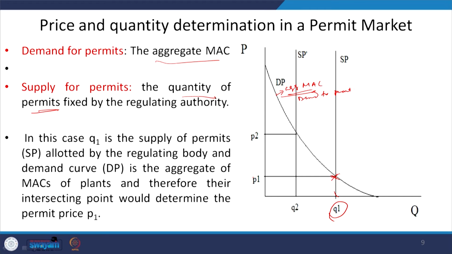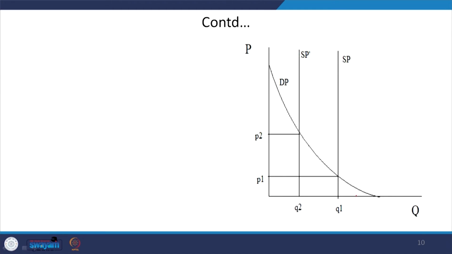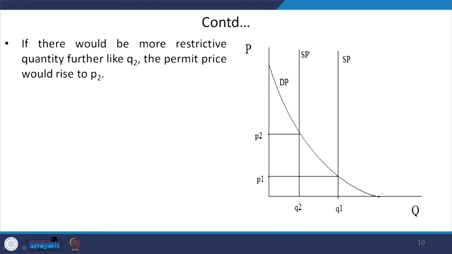So what you can say is that in this case Q1 is the supply of permits, and that is how we say the price per permit, or permit price, is P1. So in this case, if the government, after finding that the equilibrium quantity is Q1 and equilibrium price is P1, thinks to further reduce the pollution amount, then obviously it will provide fewer pollution permits in comparison to the initial pollution permits, that is SP, right.